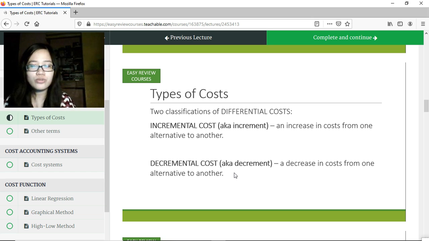Okay? So, yun yung incremental and decremental. Basta alam mo dapat kung alin yung base mo. Okay? Kasi kung ang base mo is from your base to another option, bumababa siya or tumaas. Okay? So, yan.